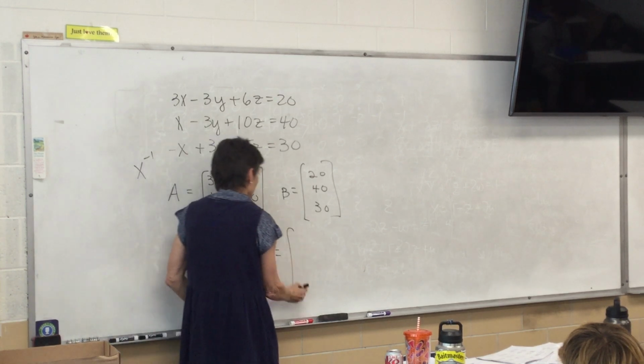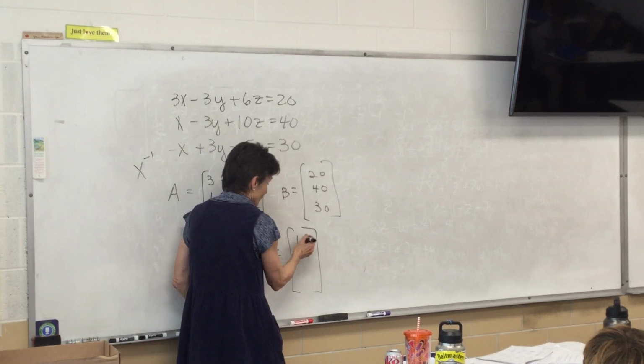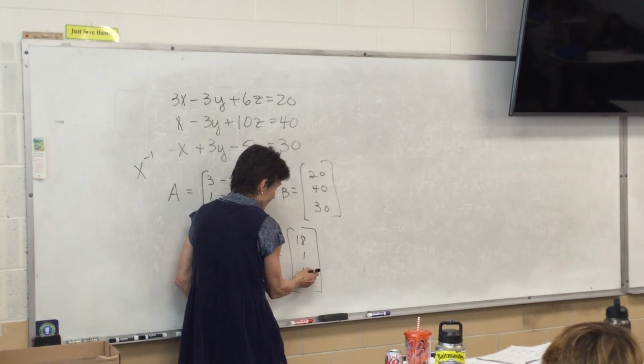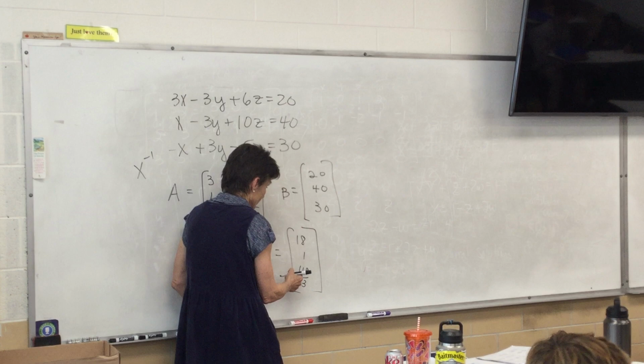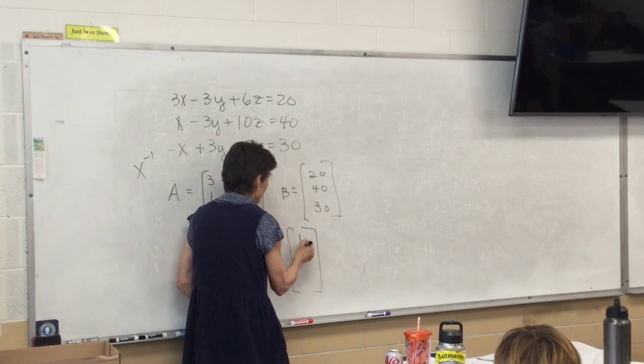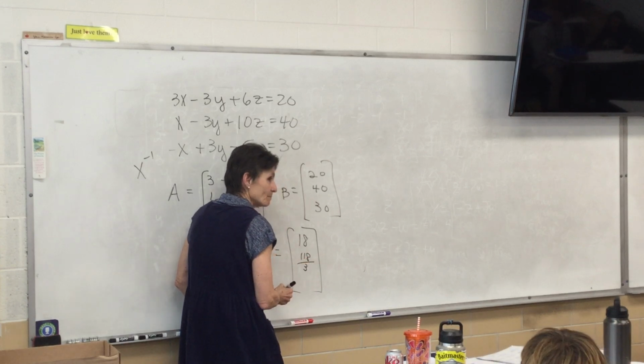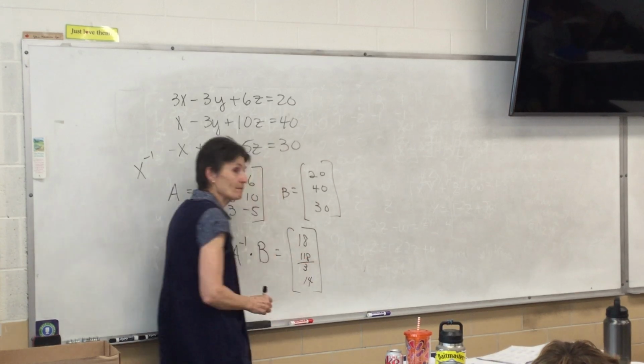What did it come up with? It should have come up with a matrix for you. What is it? Tell me the top number. 18. Okay, what's the middle number? 118 over 3. And the bottom number? 14. Is that what everybody got?